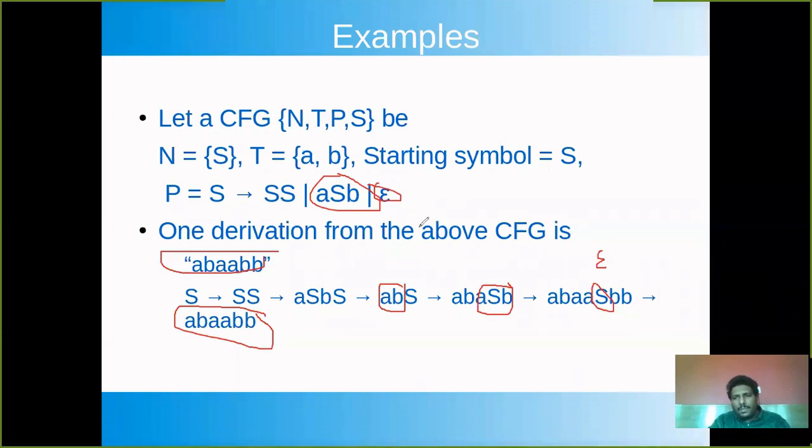You can also generate many strings like that. That is up to you. You decide what string you want to generate. It will generate a specific type of strings.